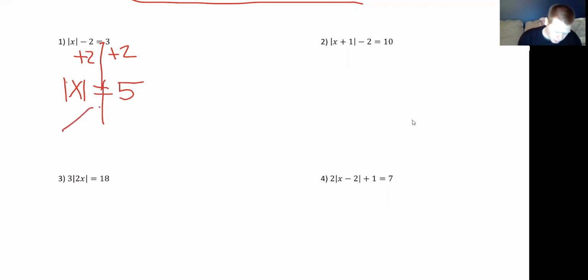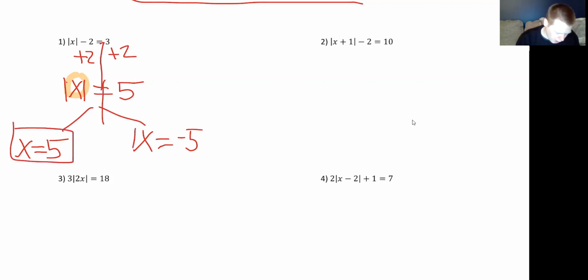This is something you would see in Delta Math. So we would just have x equals 5, x equals -5. If you remember, you keep the inside of your absolute value the same, but you set it equal to the positive and the negative of the constant it's equal to. And in this one, we'd be done because there's nothing else we need to do to solve. We already have our two answers.